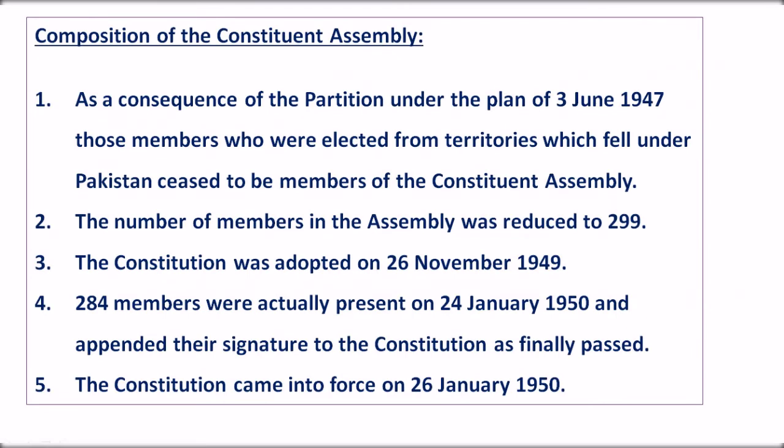Composition of the Constituent Assembly. As a consequence of the partition of India under the plan of 3rd June 1947, those members who were elected from territories which fell under Pakistan ceased to be members of the Constituent Assembly. The number of members in the Constituent Assembly was reduced to 299.